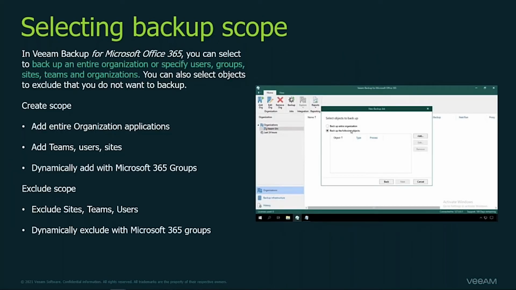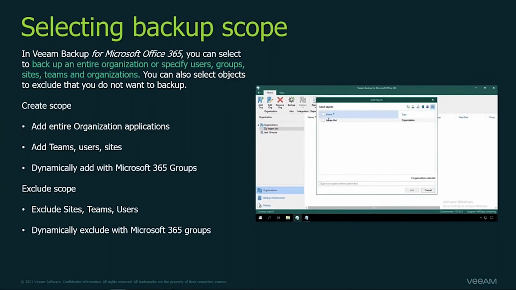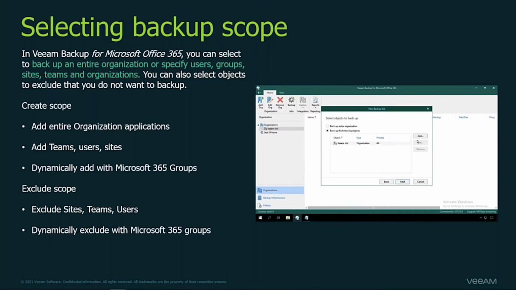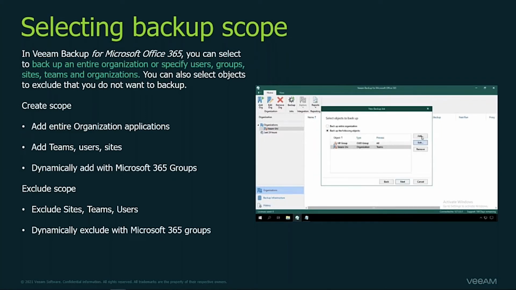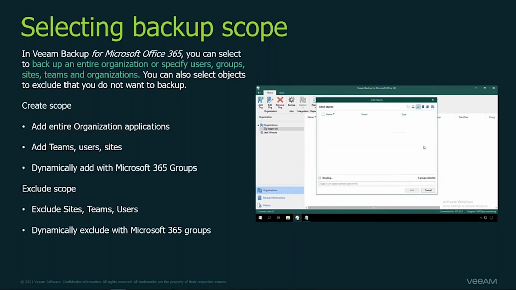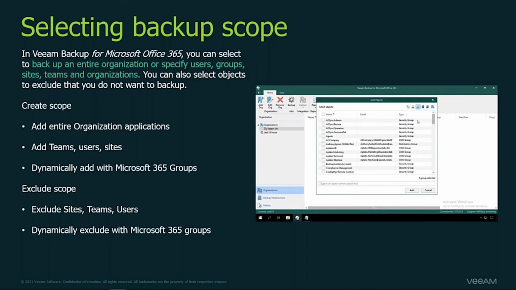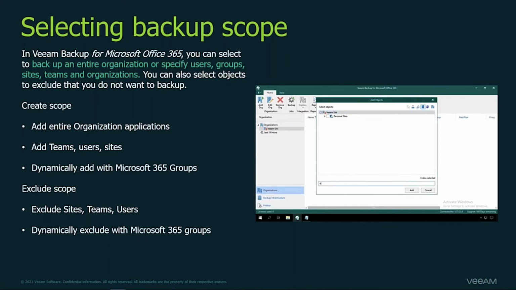So first, with selecting backup job scope, you can be really as flexible as you need to be in terms of selecting or excluding objects for your backup scope. Everything from your entire organization all the way down to individual objects. So you can see there in the create scope, you have the option to add your entire organization, but you also have the opportunity to add individual items like teams, users, and sites.